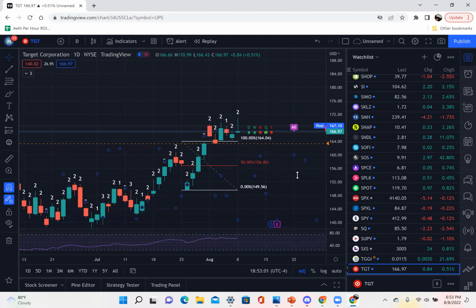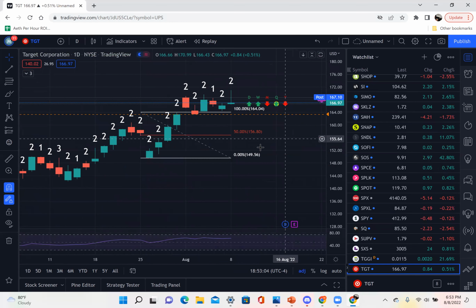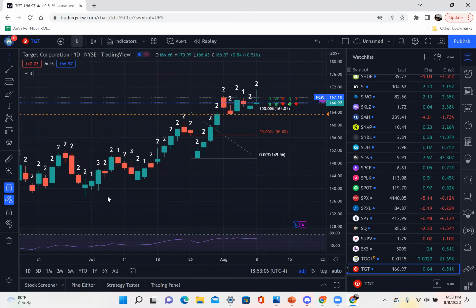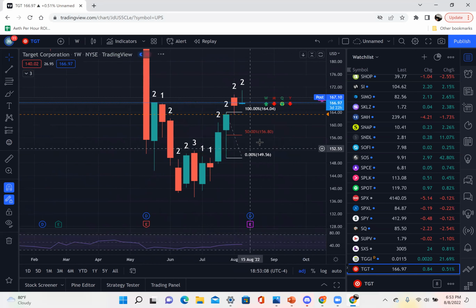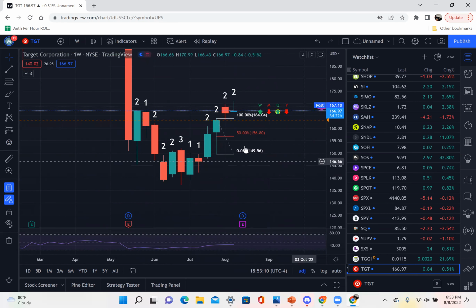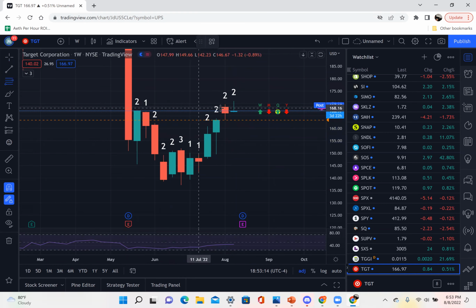All right. Target went up. Let's look at this weekly. Target's direction is still up. It's failing. It's probably right at its 50% retracement.